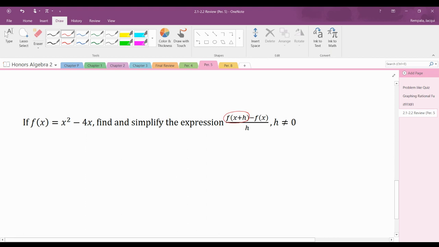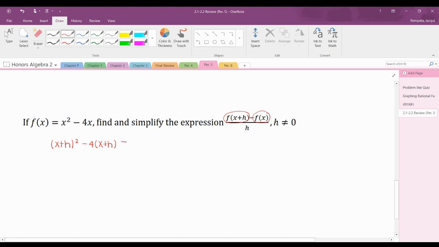So I'm going to start with the f of x plus h. It looks like wherever I have an x in my original function, I want to substitute in x plus h. So it looks like it's going to happen twice. So we'll have x plus h, quantity squared, minus 4 times x plus h. So that takes care of the first half.